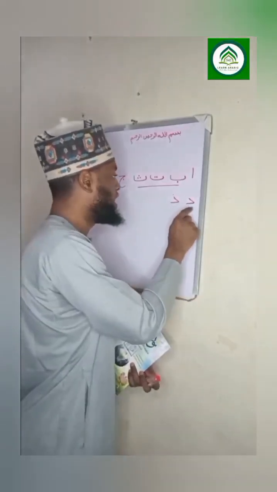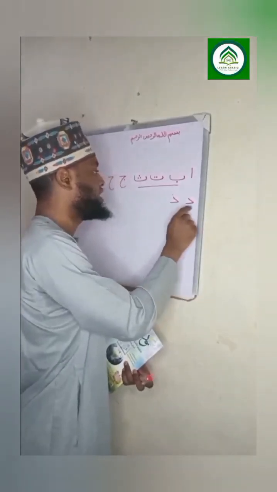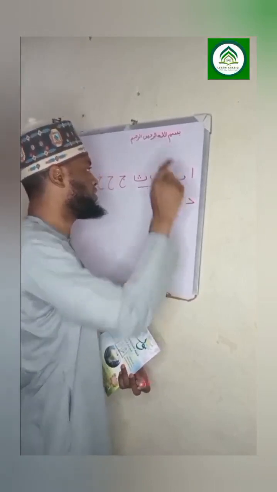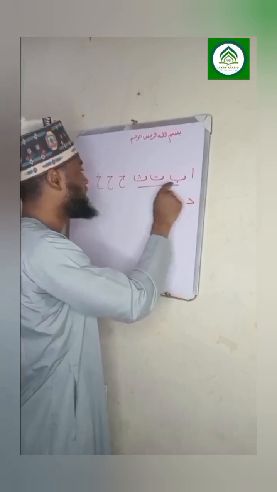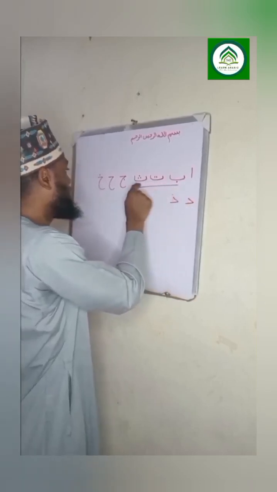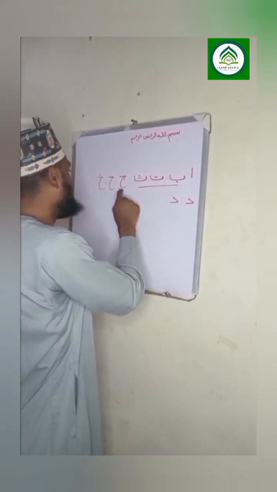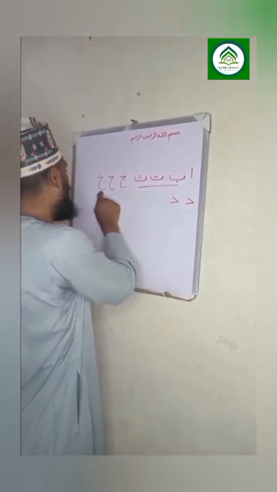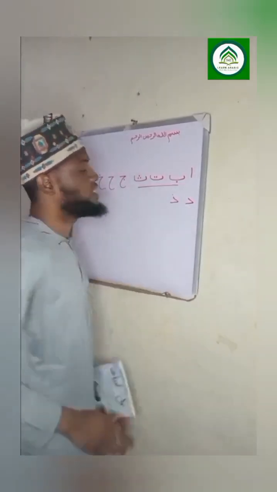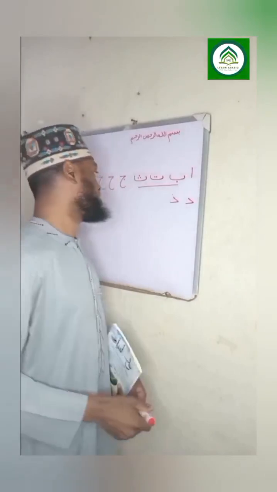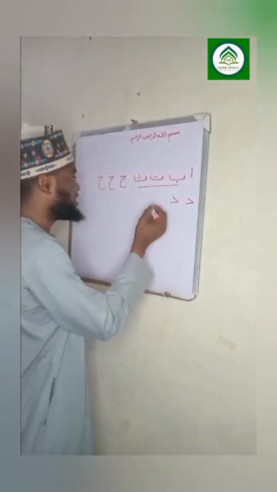Zal, dal, zal, dal, zal. Now let's start from the beginning. Alif, ba, ta, tha, jim, ha, kha, dal, zal. So I hope you are following me. And let's continue. The next letter is called.